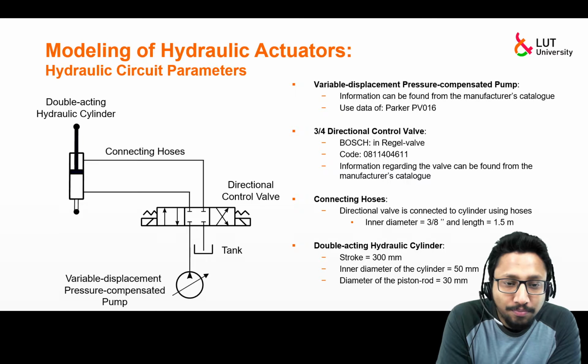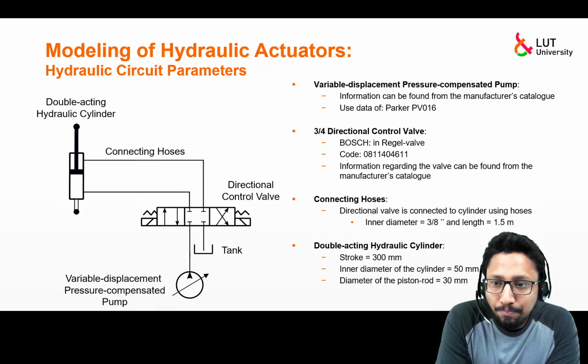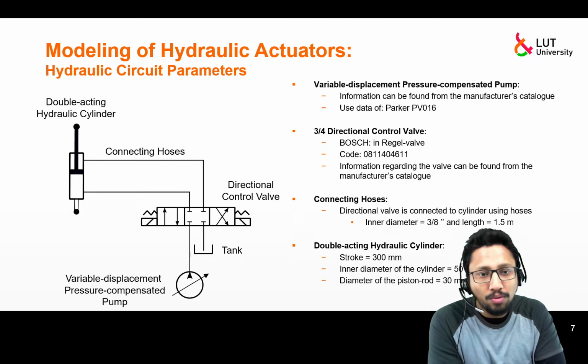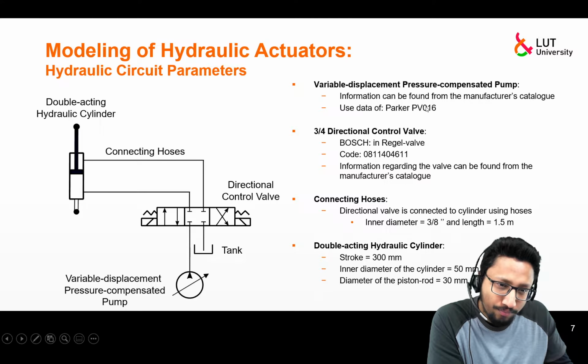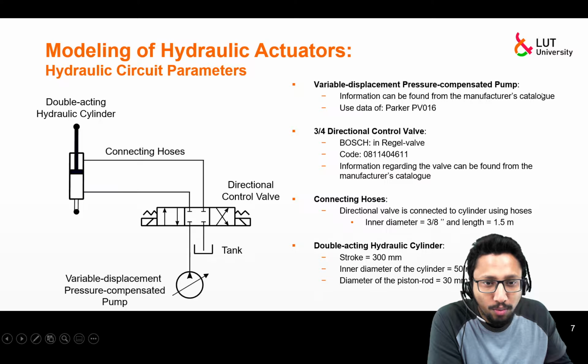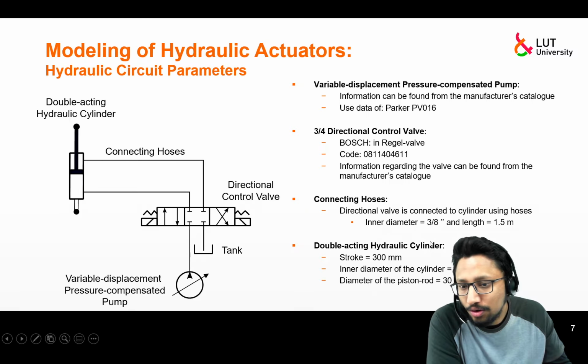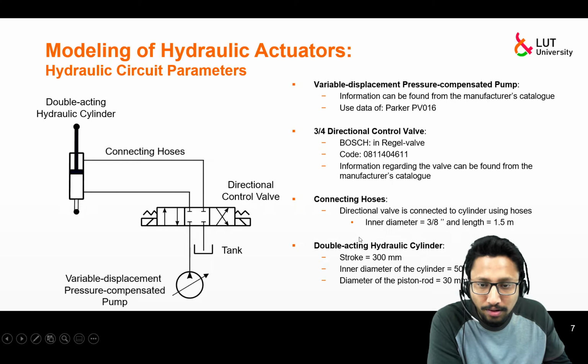But anyways, the parameters that are provided to you for the variable displacement pressure compensated pump: a manufacturer's catalog is provided, and then the model that we will be using. Similarly for the 3 by 4 directional control valve as well. Whereas for connecting hoses, their dimensions and length, so basically the diameter and the length, are provided, and similarly for the hydraulic cylinder the dimensions are provided.